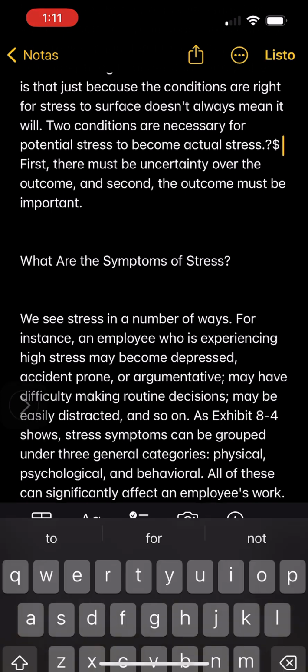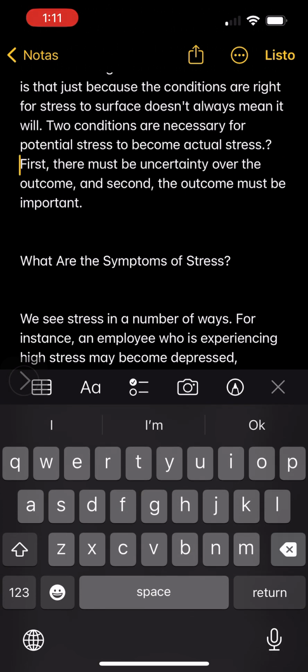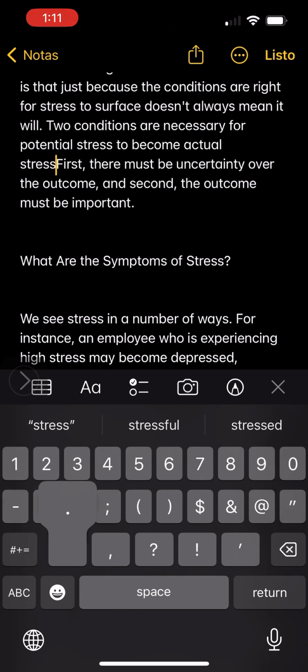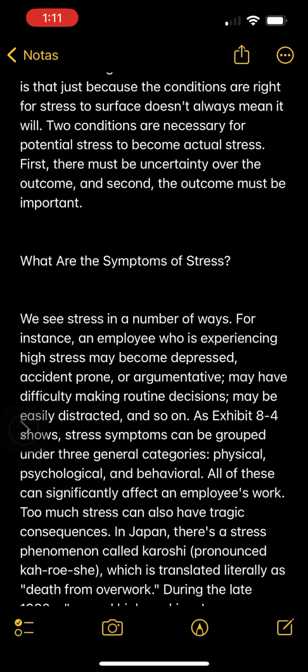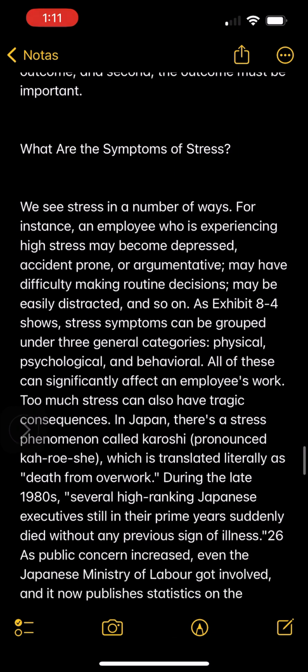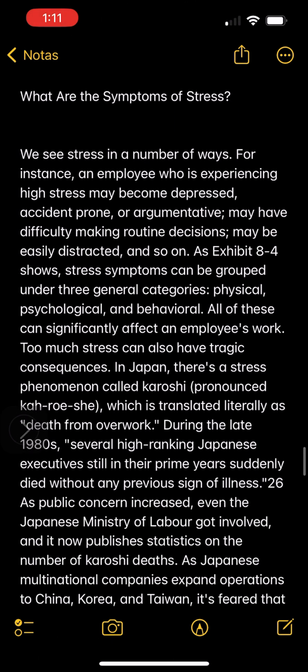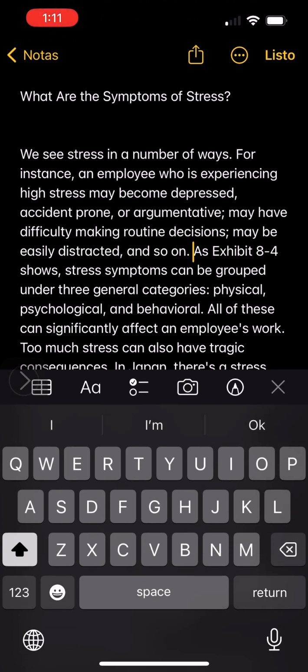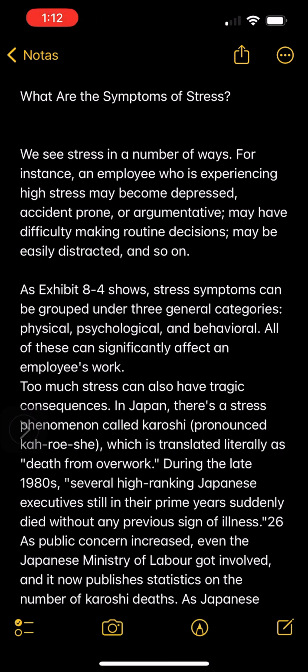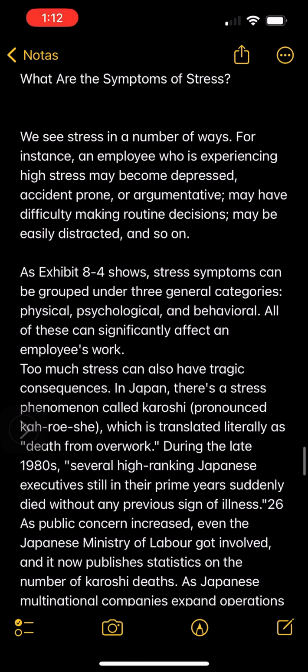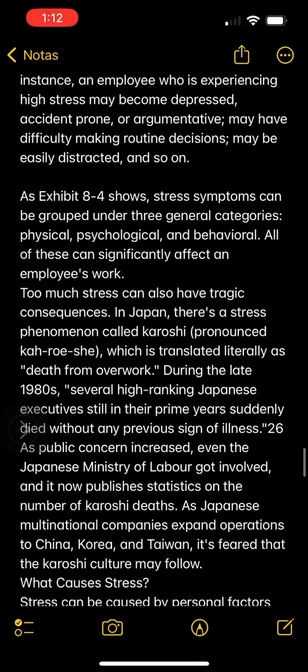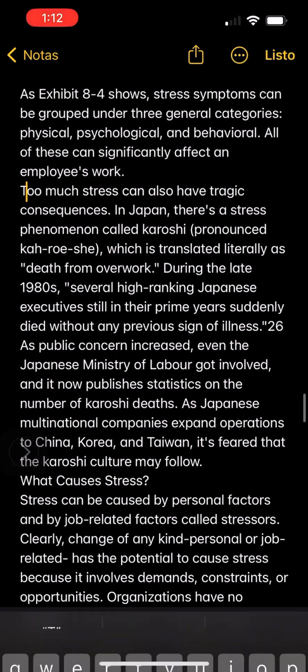Two conditions are necessary for potential stress to become actual stress. First, there must be uncertainty over the outcome, and second, the outcome must be important. What are the symptoms of stress? We see stress in a number of ways. For instance, an employee who is experiencing high stress may become depressed, accident-prone, or argumentative, may have difficulty making routine decisions, may be easily distracted, and so on.